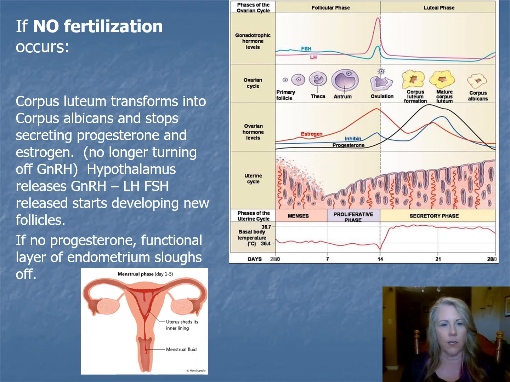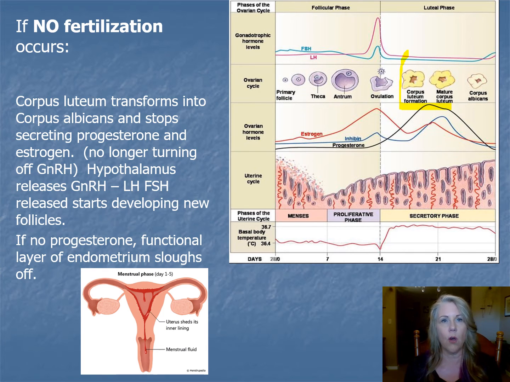Now, if no fertilization occurs, we talked about this corpus luteum. Remember, corpus luteum means yellow body. Here's our corpus luteum that we're referring to. If no fertilization occurs, our corpus luteum that was once producing the progesterone and estrogen transforms into what we call a corpus albicans. Albicans means white, so a white body. When it does this, it stops secreting progesterone and estrogen, so the level in the blood drops.